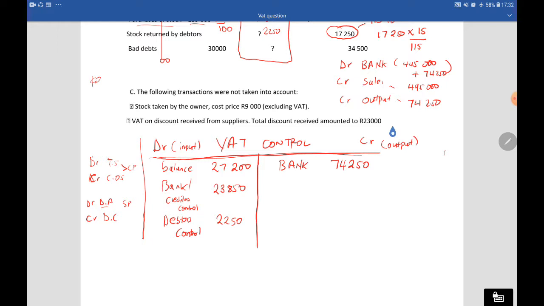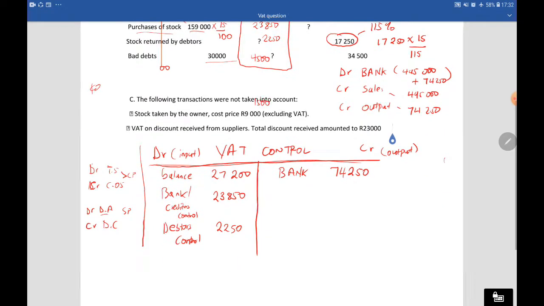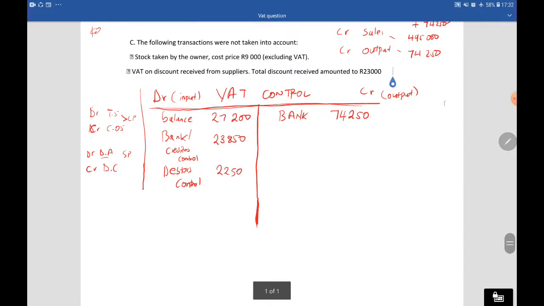Fine, we're not done with the table. There are bad debts excluding VAT, 30,000. Let's calculate 15% of 30,000 right away. It gives us 4,500. They initially bought the goods from us, but now they did not pay. We are cancelling their debt, so it's going to go to the debit side. Because they did not pay, we can't credit, because it would mean that they have paid the money that we're going to take to SARS, but they didn't pay, so we are cancelling that debt. So hence we must reverse.